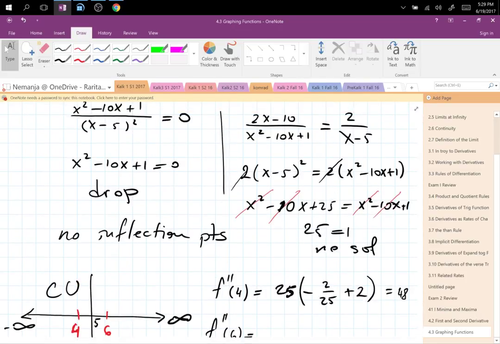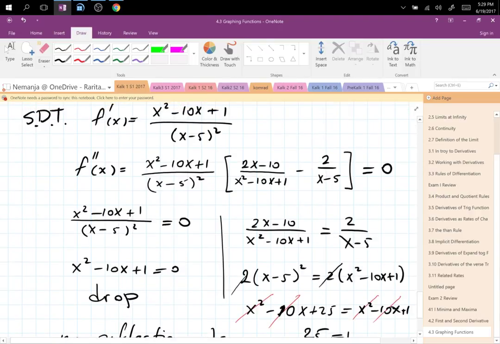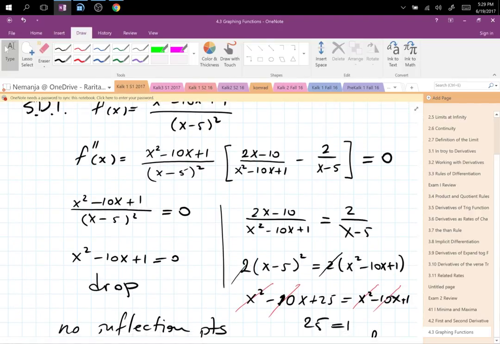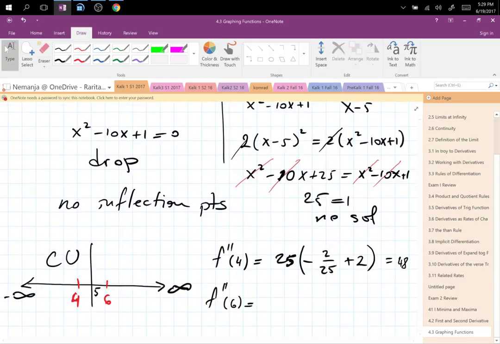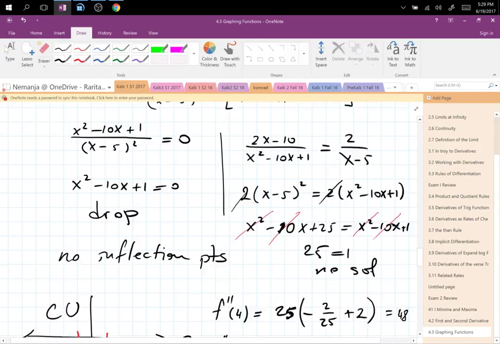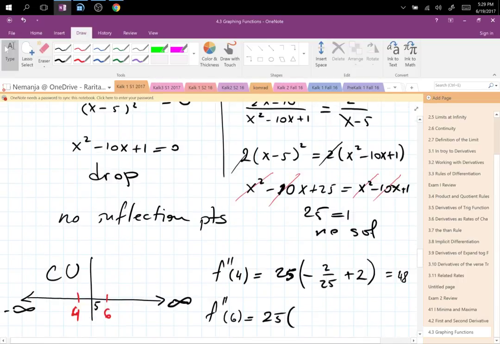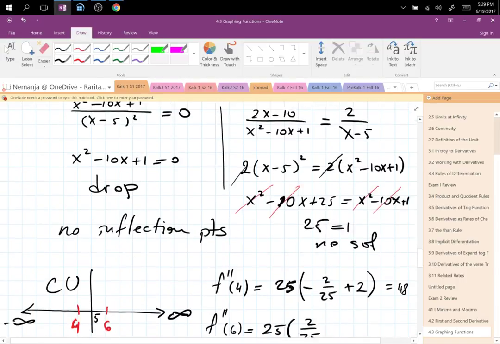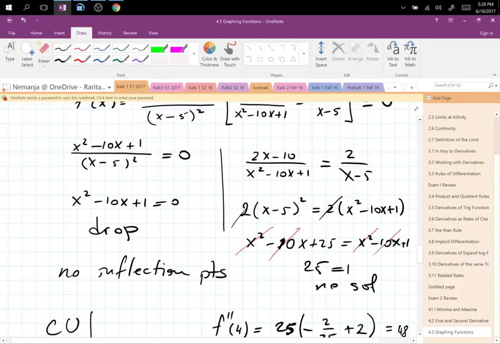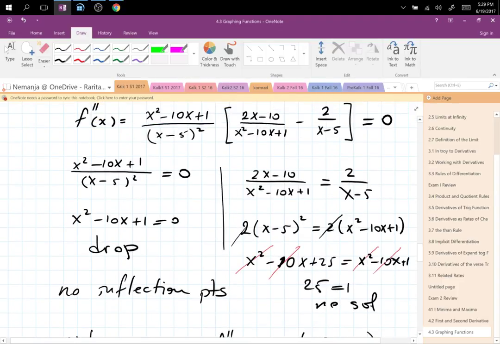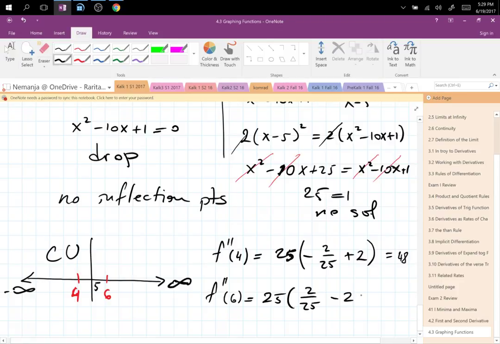So now when I'm plugging in a 6, I'm getting 6 squared, that's 36, minus 60, that will be 24, plus 1, again 25. And then this is positive 2 over 25, and then 6 minus 2. So that's negative 48, concave down.